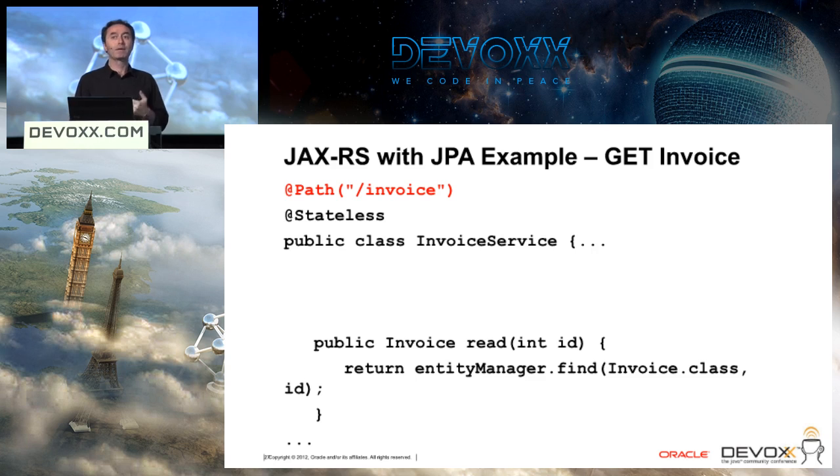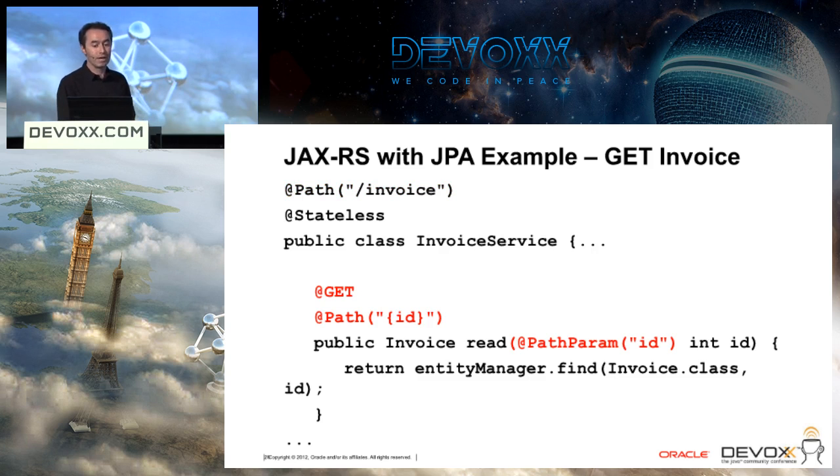Now I'm going to make it web enabled. So JAX-RS is great because it's very simple. I put a Path annotation on here saying I want to bind this bean to the invoice path. So my app, HTTP, my domain, my port, my application, /invoice will get me now to this bean.